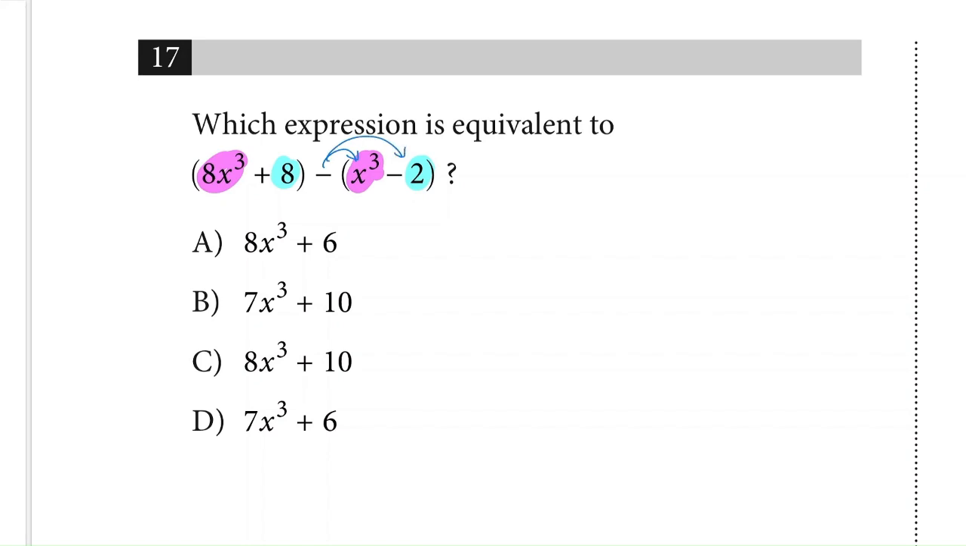Again, you could easily type this into Desmos, but I do want to show you how to do this without it just in case. After we distribute that negative, we're going to get the result of negative x cubed plus 2. 8x cubed minus 1x cubed is 7x cubed, and 8 plus 2 is 10. So our answer is B.